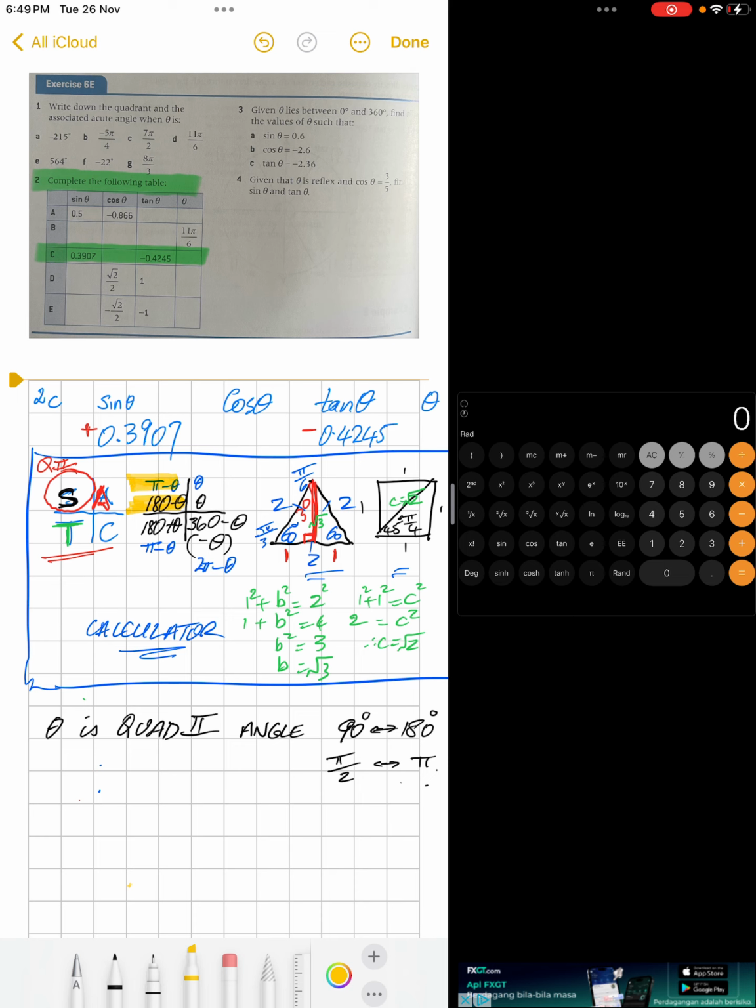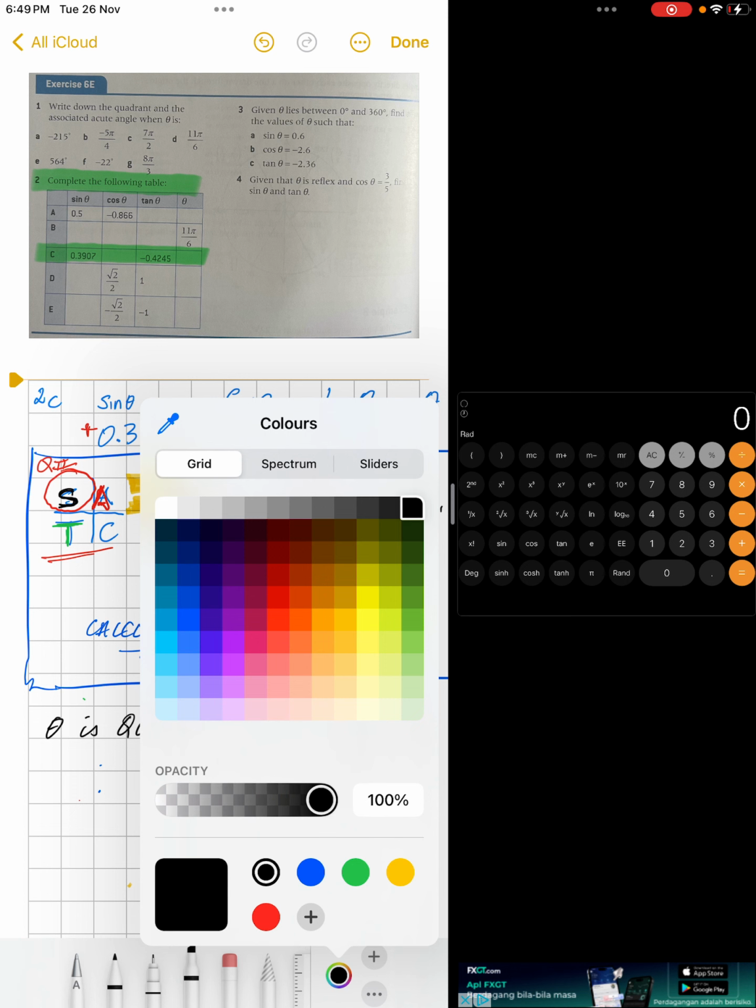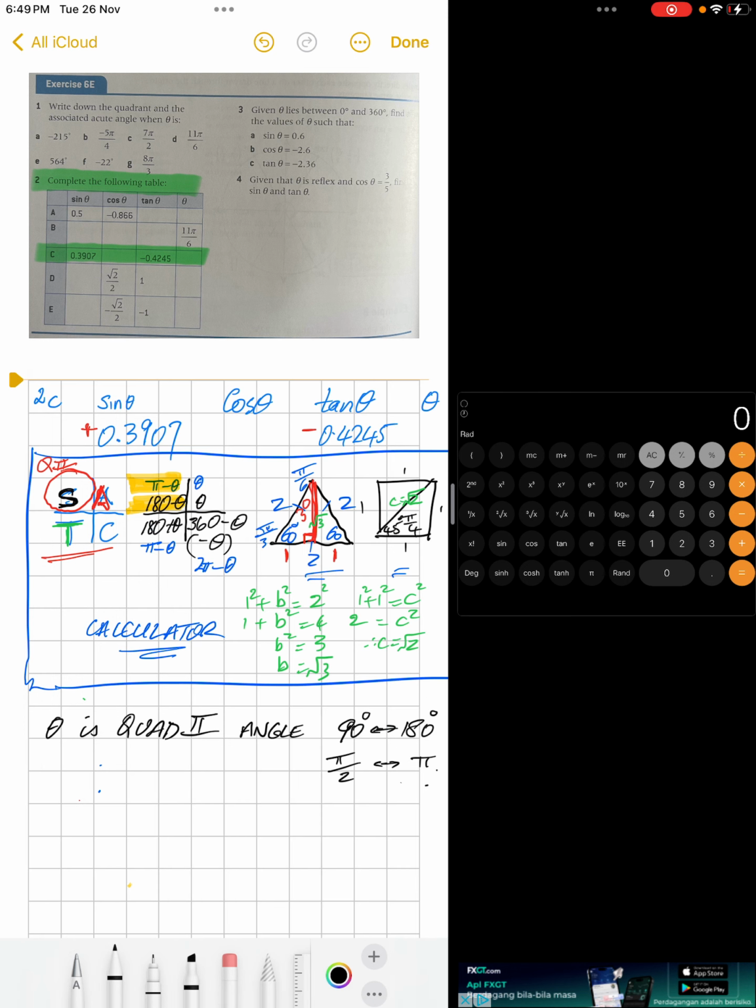Let's use both degrees and radians, so we'll find the answer in both. First, let's find the answer in degrees. Let's find theta, the acute theta, by getting the inverse sine of the positive 0.3907. We don't use the negative. For acute, we're focused on the first quadrant here. So let's get inverse sine.